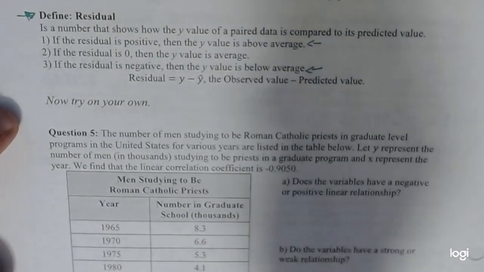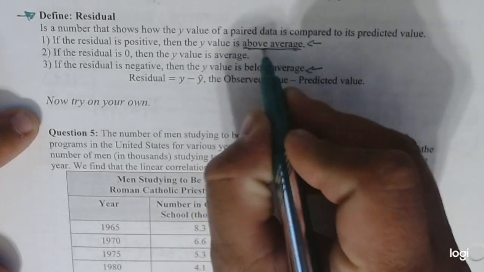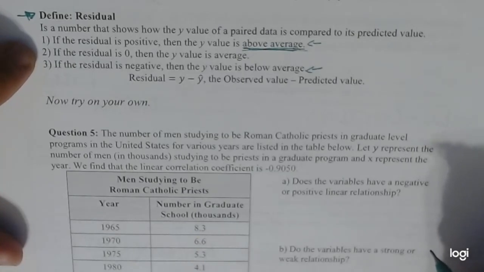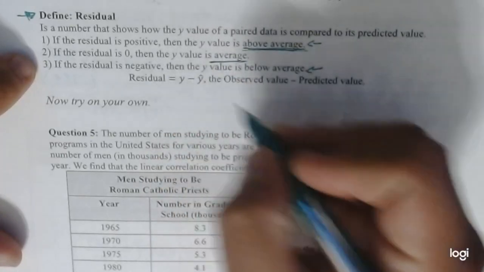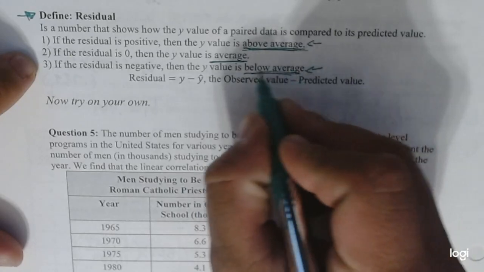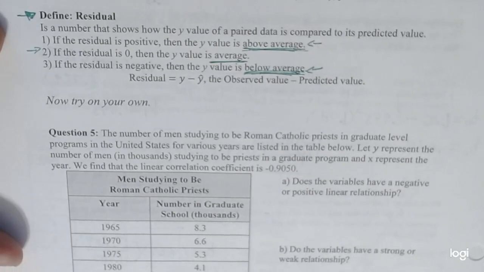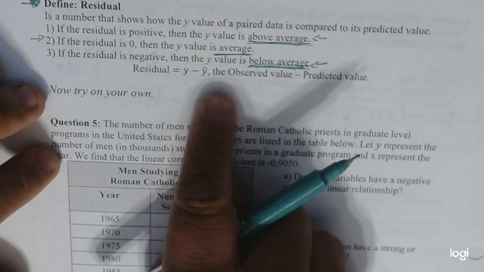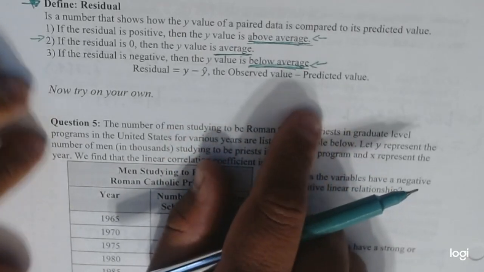Okay, so if the residual is positive, then the y value is above average, meaning you made more, or went farther, than you actually thought it would be. On these super rare occasions, if the residual is zero, the y value is literally average. And if the residual is a negative number, then the y value is below average. Again, it will very rarely be exactly zero, so it's going to be a plus or minus number. The residual is always y minus y hat, or in other words, the observed value minus the predicted value. That's how we find the residual.